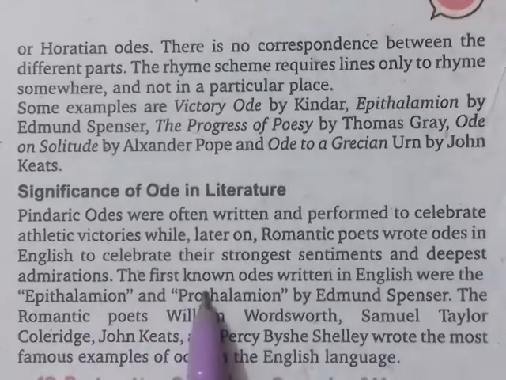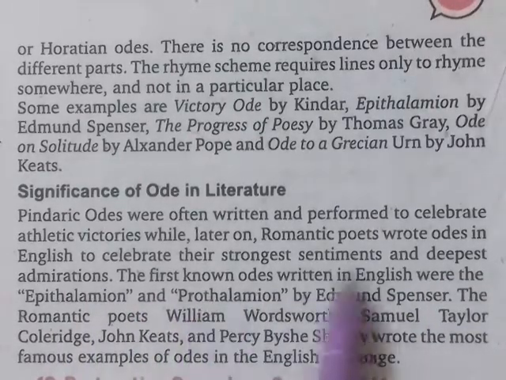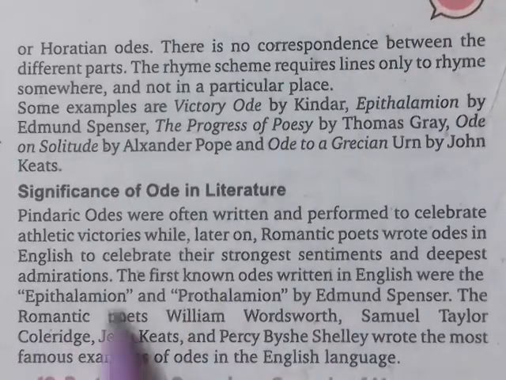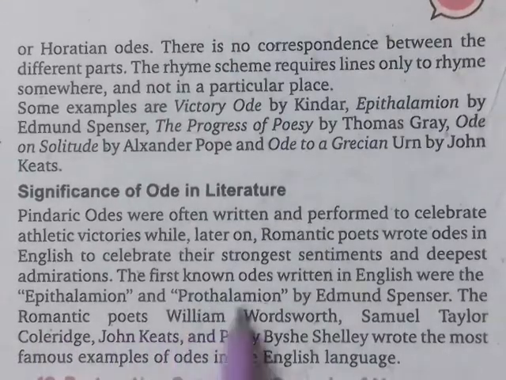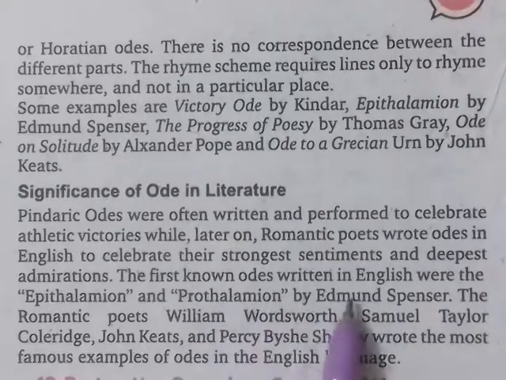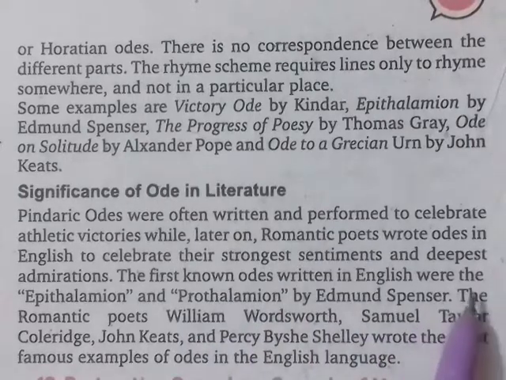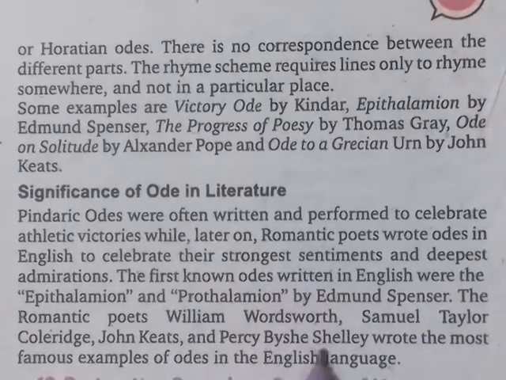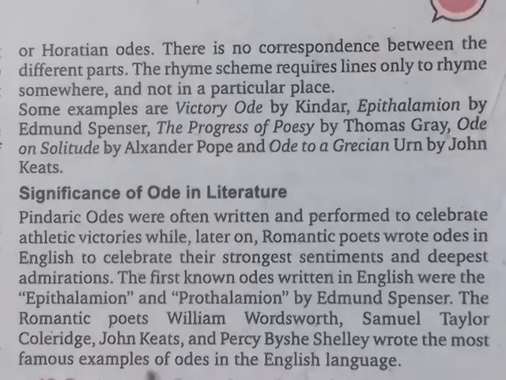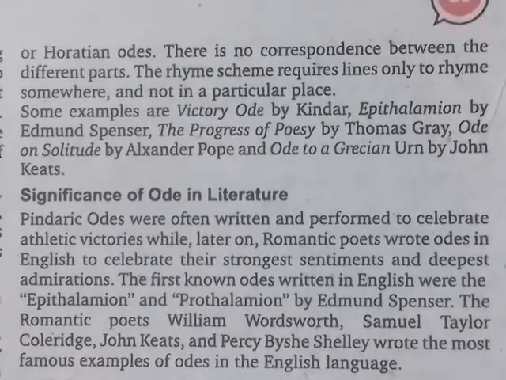The first known odes written in English were the Epithalamion and Prothalamion, composed by Edmund Spenser. The Romantic poets William Wordsworth, Samuel Taylor Coleridge, John Keats, and P.B. Shelley wrote the most famous examples of odes in the English language.